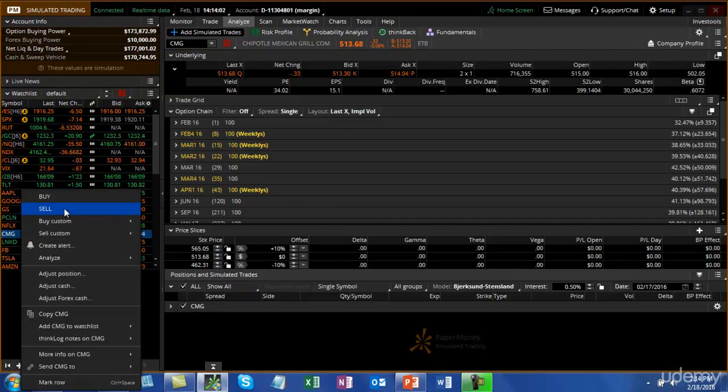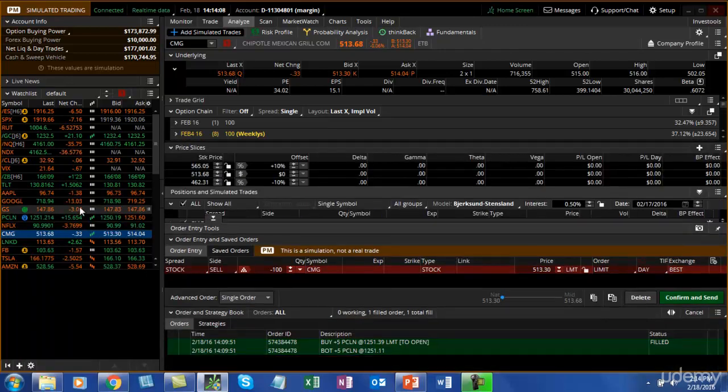Now remember, we don't have Chipotle in this portfolio. The portfolio started from scratch. The only thing we have is Priceline. But I'm going to sell Chipotle. Let's say I wanted to sell 10 shares, so I'll change the 100 to 10, and I wanted to sell it at the mid price. Going with the mid price is always a good option.